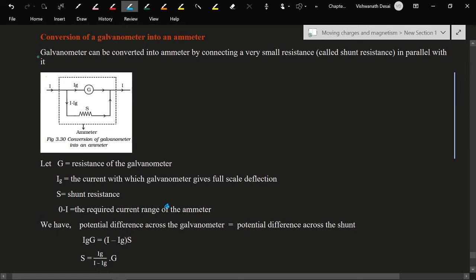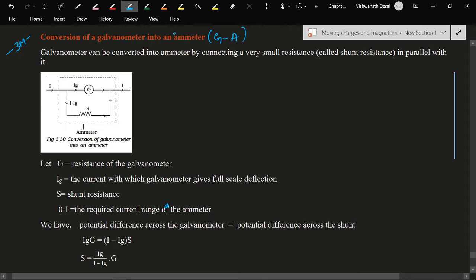Conversion of galvanometer into ammeter, and these are 3 mark questions. Conversion of galvanometer into voltmeter is also there, and this is conversion of galvanometer to ammeter.